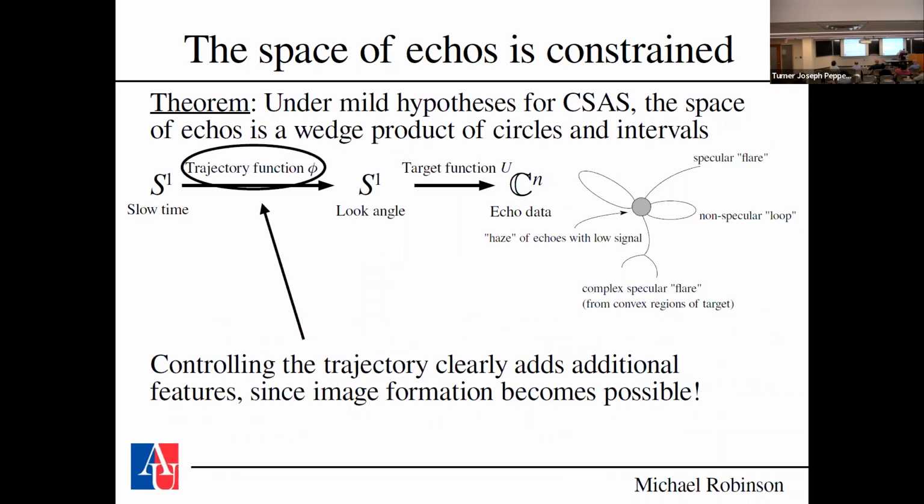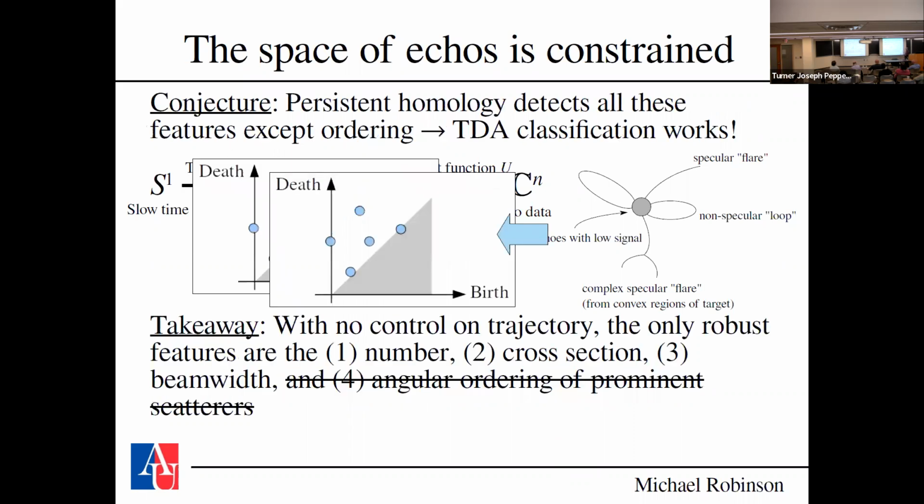So now, of course, you could say, well, if I know something about the trajectory, I could do better. Of course, if you know something about the trajectory, control that trajectory function, then you could do things like image formation and autofocus, and you're in much better shape, and there are more features. Certainly, and fantastic. And what this suggests, though, and this is a conjecture, I have not proven this, but it intuitively suggests that the reason why the topological data analysis ideas work, where they produce persistence diagrams for your data, is that effectively they pick up the first 3: number of prominent scatterers, their cross-section, and their beam width. It doesn't see the ordering. In fact, the ordering is a subtle relationship between homotopy and homology.